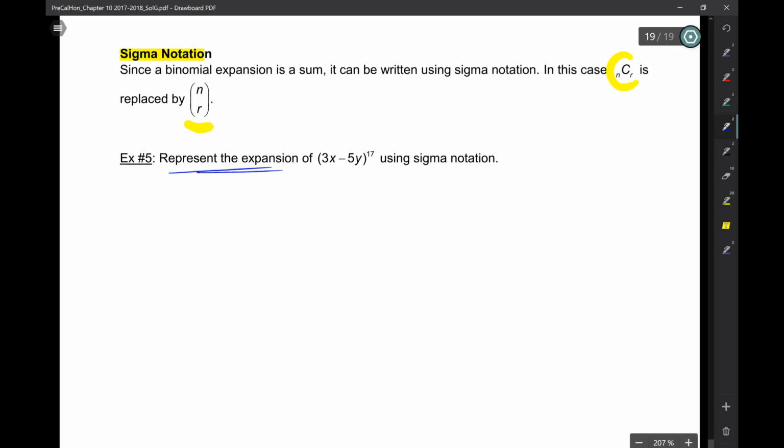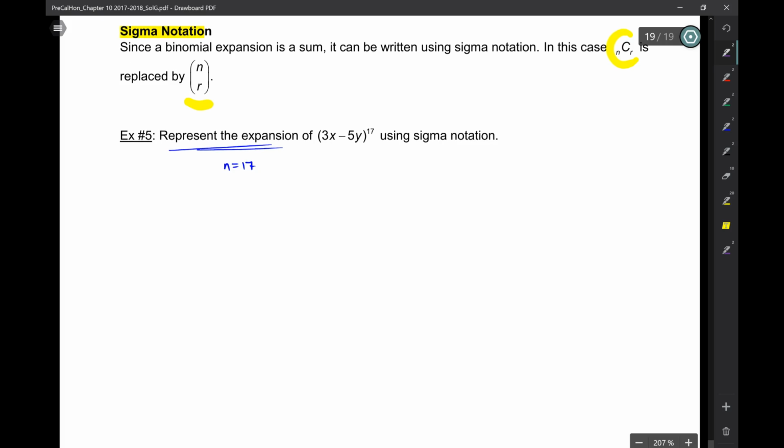Well, from here, can we figure out n? What's n? 17. N is 17. Now, does that ever change? No. It doesn't change. And, you know, so I have n and r. Does r change? Yeah. R changes, and it goes from what to what? 0 to 17, right? So here, we're going to sum up all of the terms we can generate when r goes from 0 to 17, right? That's the big picture.